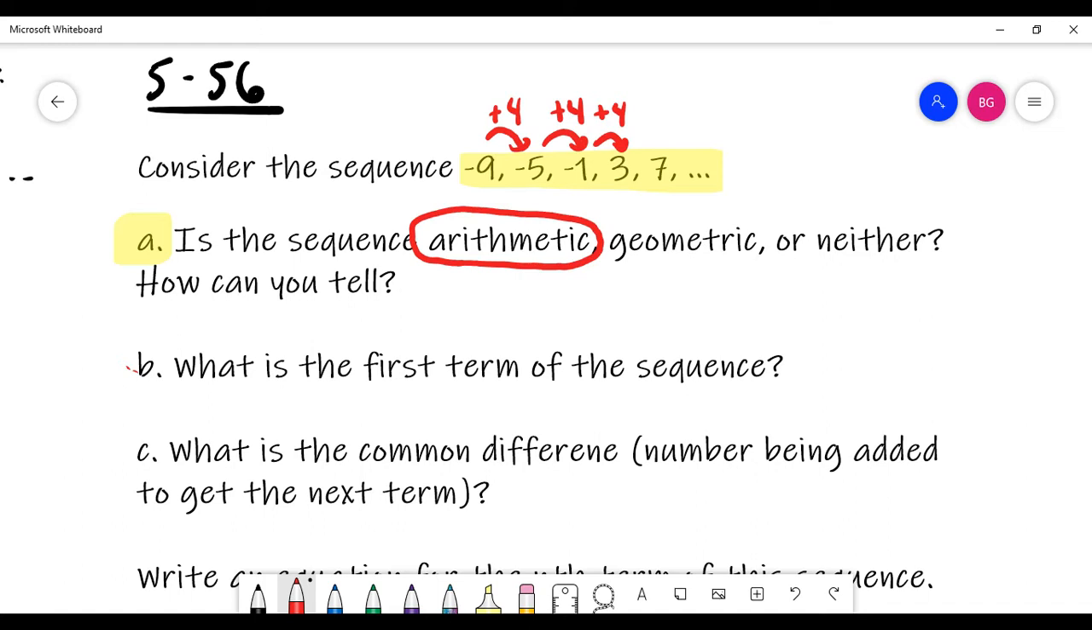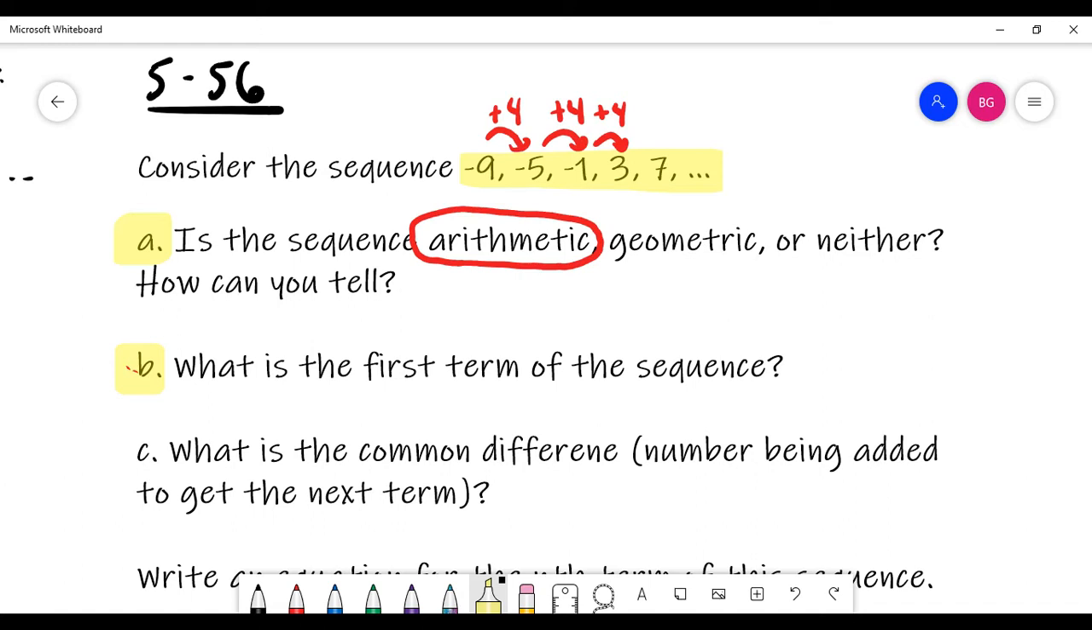Okay, now I want you to answer question B. What is the first term of the sequence? Remember, the term means what would be the first number listed. What's in spot number 1? Go ahead and pause the video and answer this question.